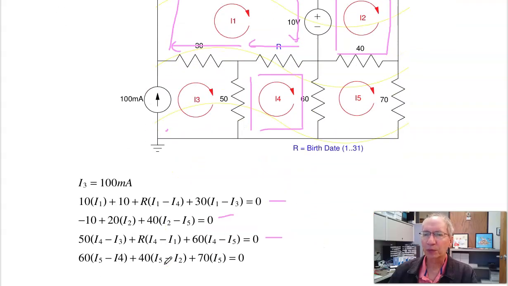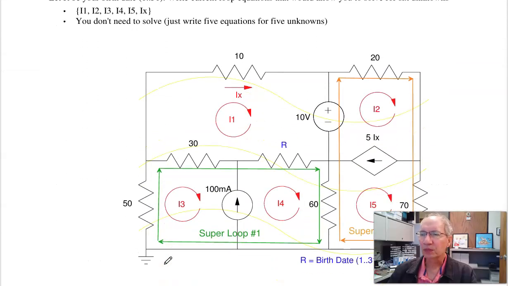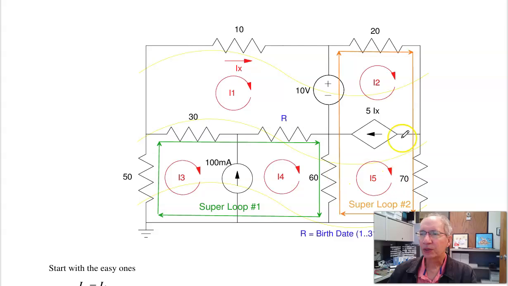That's current loops. Super loops. I've got 1, 2, 3, 4, 5 loops plus a dependent source. I need 6 equations for 6 unknowns. So starting out, I get Ix equals I1. That's one equation. I get I2 minus I5 is 5Ix. That's 2 equations. I4 minus I3 is 100 milliamps. That's 3 equations. I need 3 more.